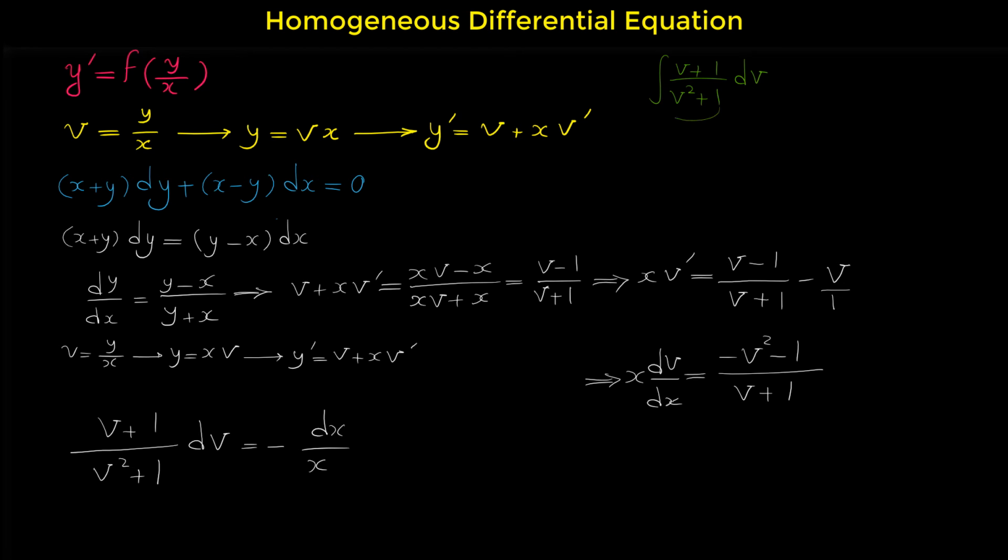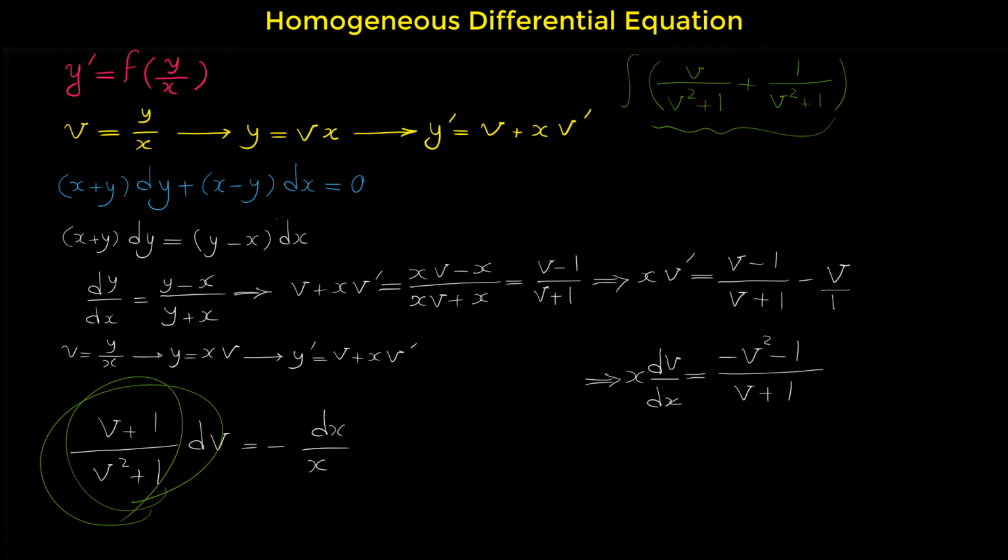First note that we can write this as v over the denominator plus 1 over the denominator. So first I write this as v over v squared plus 1. So I separate the numerator by the denominator. Plus 1 over v squared plus 1. Note that this is the same expression. dv.